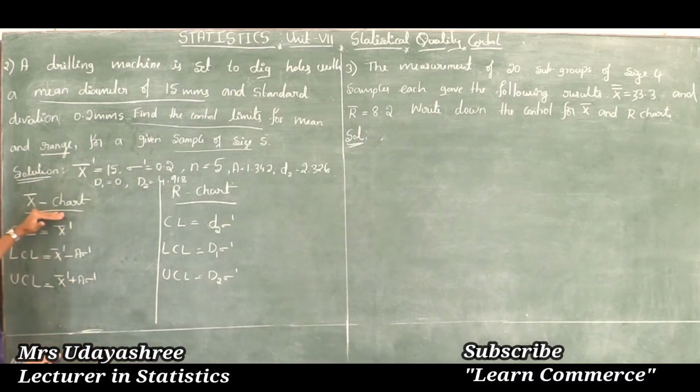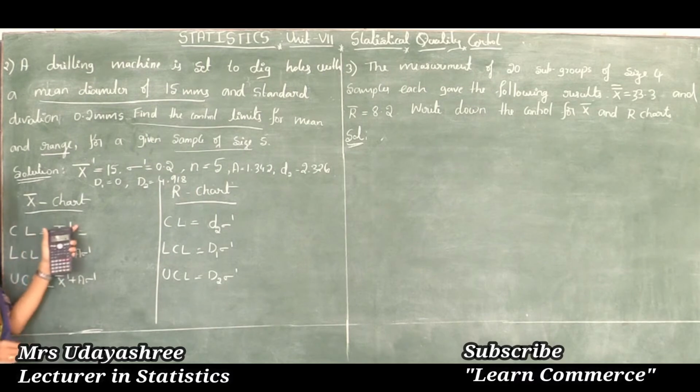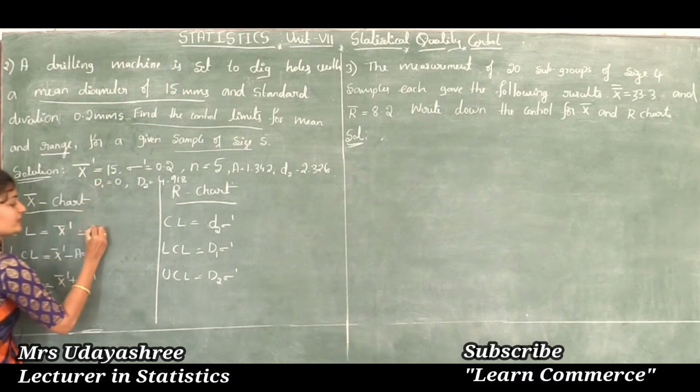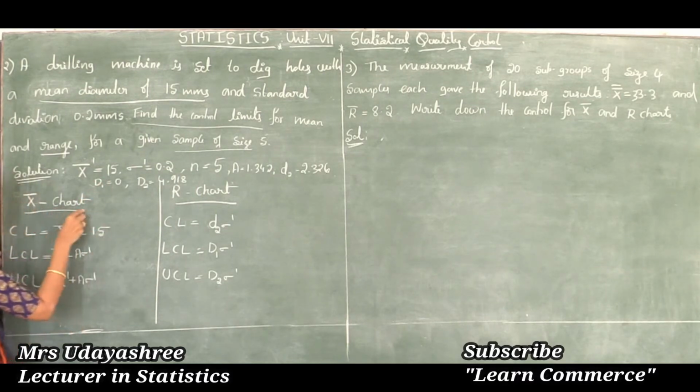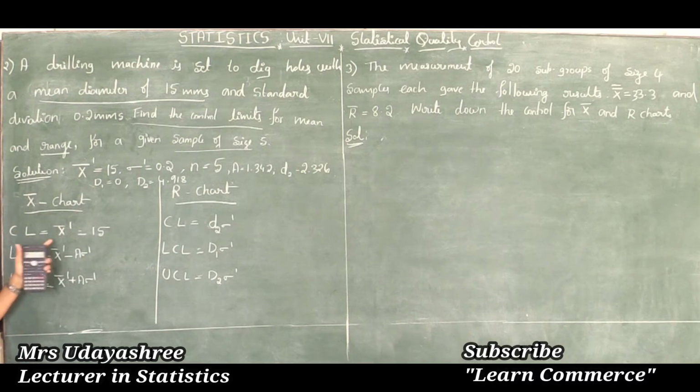See, first the x bar chart. So how to find the central limit here? That is x bar dash only. So x bar dash value is 15. So in the x bar chart, the calculated central limit is 15.